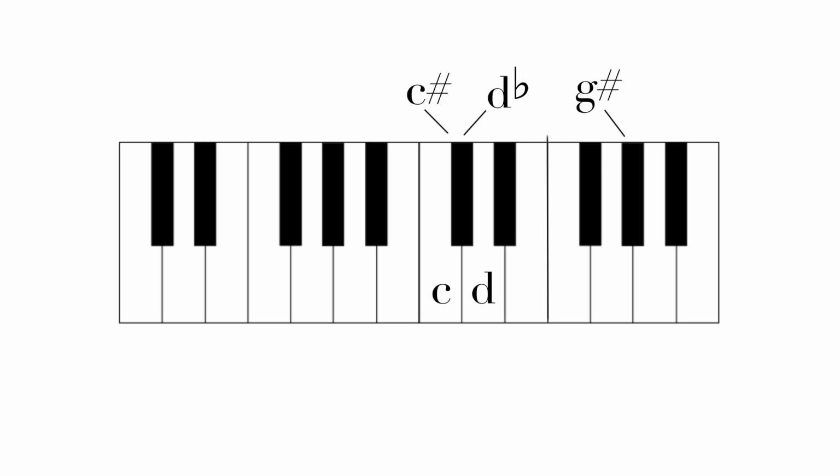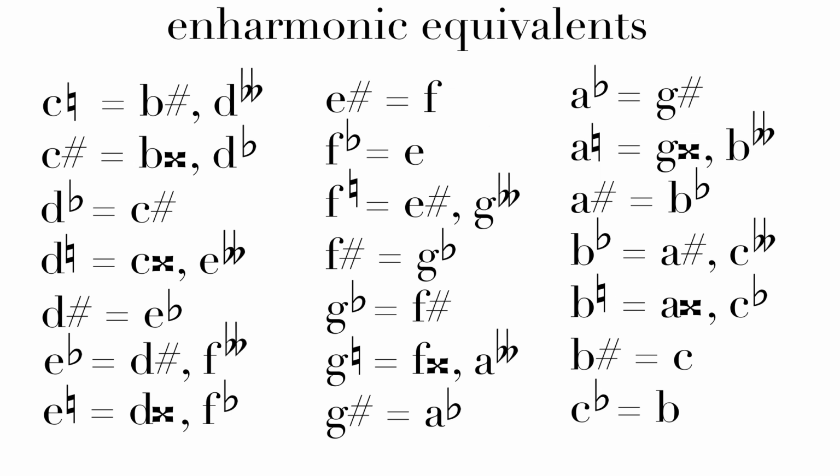This note here is G sharp, 1/2 step higher than G. But it's also A flat, 1/2 step lower than A. Every single note has at least one enharmonic equivalent. Most of them have more. And you may be asking me, why did we do this?